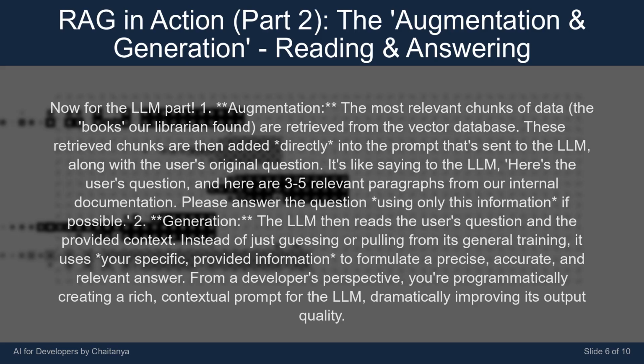2. Generation. The LLM then reads the user's question and the provided context. Instead of just guessing or pulling from its general training, it uses your specific, provided information to formulate a precise, accurate, and relevant answer. From a developer's perspective, you're programmatically creating a rich, contextual prompt for the LLM, dramatically improving its output quality.